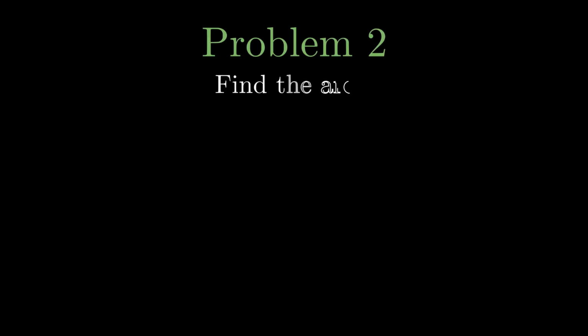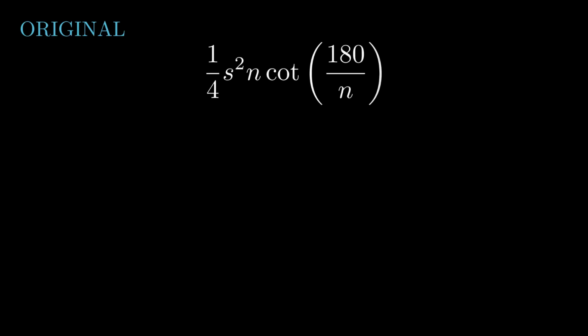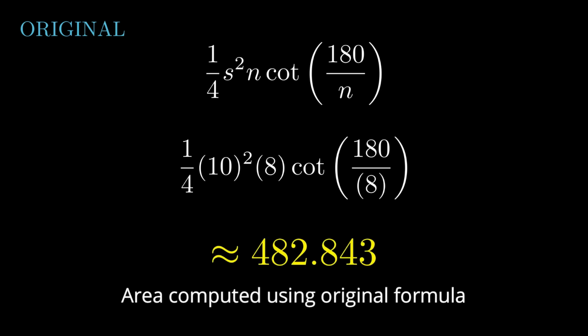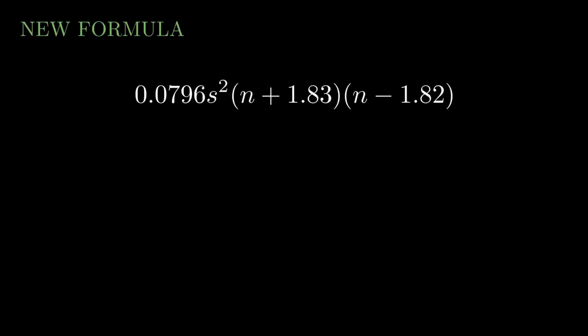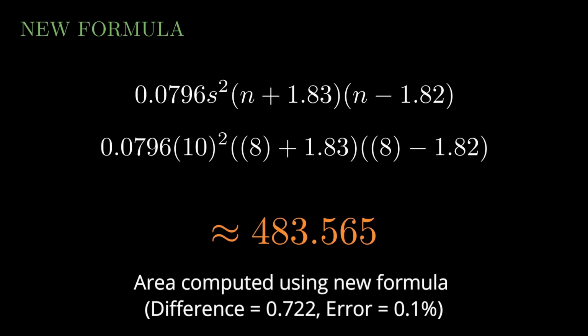Let's try another problem. Find the area of a regular octagon with a side length of 10 inches. Again, using the original formula, substitute 8 for n and 10 for s. Then, press this equation into your calculator and you would get the answer 482.843. Using my own formula and substituting the values, we can compute this one on paper, albeit a long but not a difficult process. The output for my own formula is 483.565. A mere difference of less than 1 unit it is.